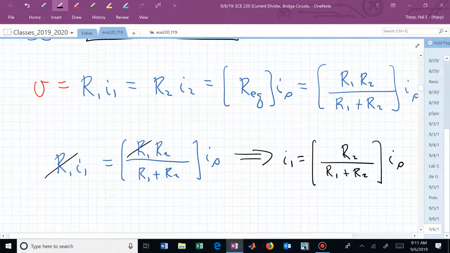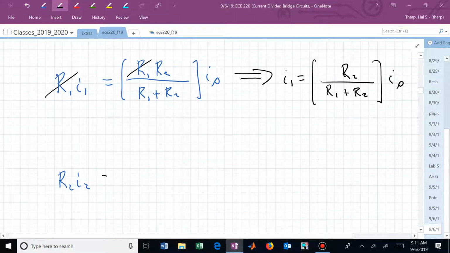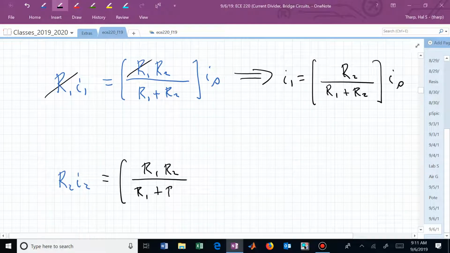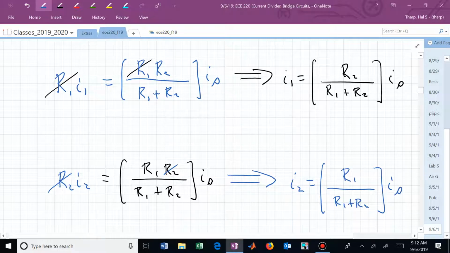Or you could, well, let's derive the expression for I sub 2. It's the same drill. R sub 2, I sub 2 was exactly the same voltage V, which is this equivalent resistor, times I sub S. In this case, we can cancel the R sub 2. And now I sub 2 is R1 over R1 plus R sub 2 times I sub S. We have the sum in the denominator, and then what do we put upstairs?